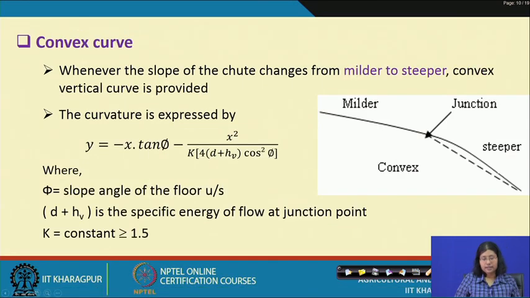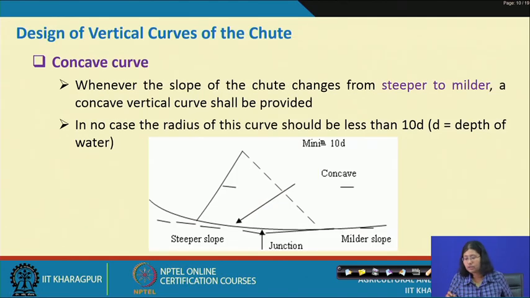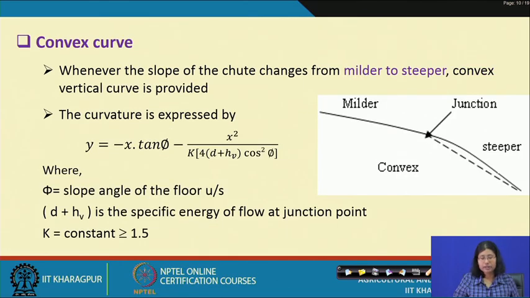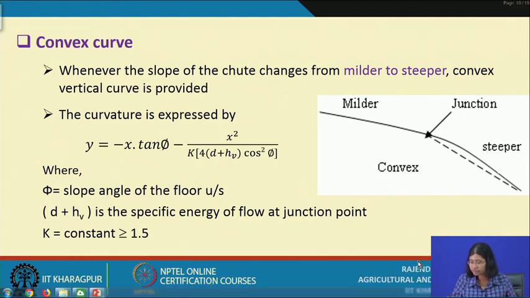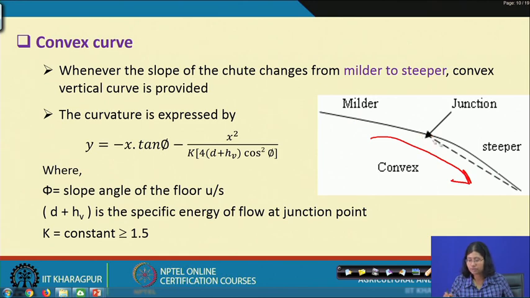Now, the convex curve. Whenever the slope of the chute changes from steeper to milder, a concave curve shall be provided. Whenever the slope of the chute changes just the opposite, from milder to steeper, a convex vertical curve should be provided. This is the convex shape here.